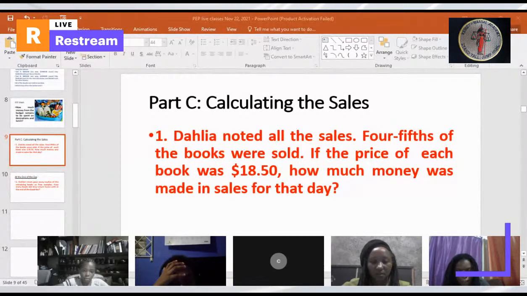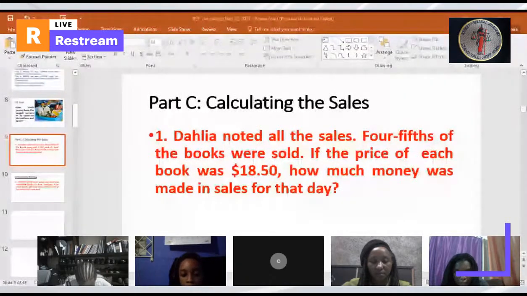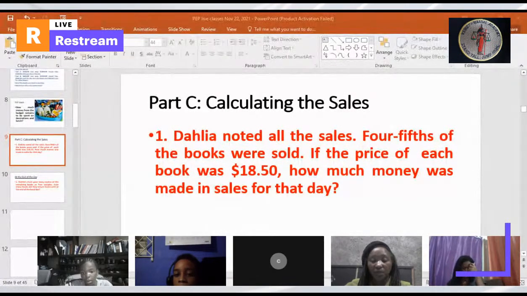Miss, she brought 250 books to the fair. So they told us that, we were given that information. She brought 250 books to the fair. All right. So what is 4/5 of 250?